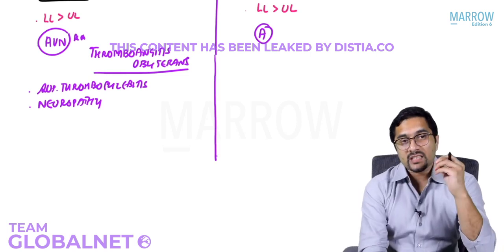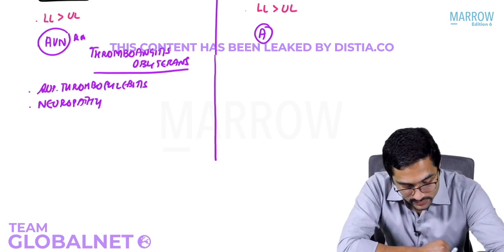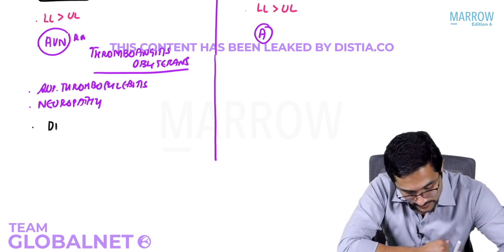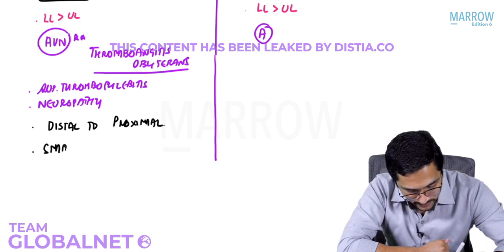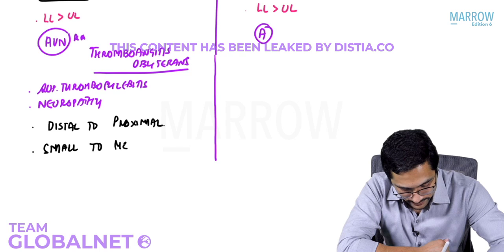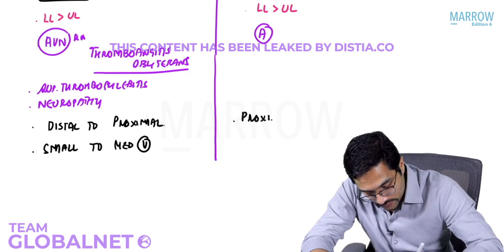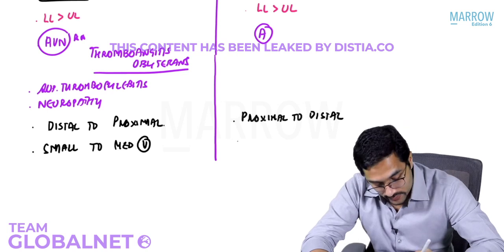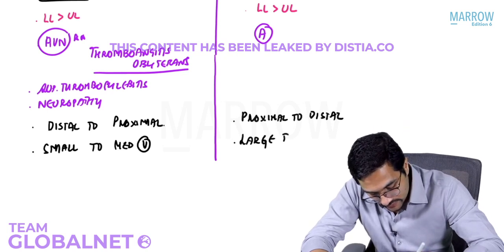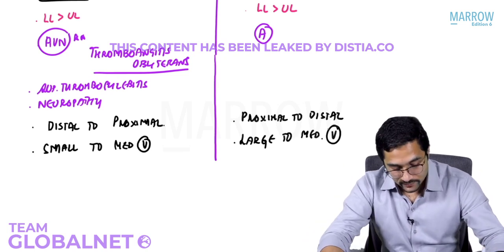Now, two things govern the difference in presentation and management of these two conditions. So you should know, in Buerger's, the spread is distal to proximal, and it involves small to medium sized vessels. Whereas atherosclerosis is proximal to distal spread, and it involves large to medium sized vessels.